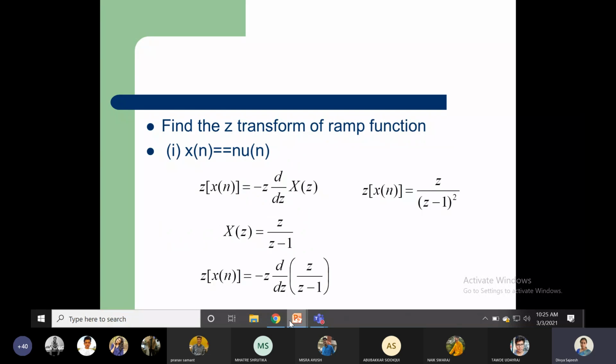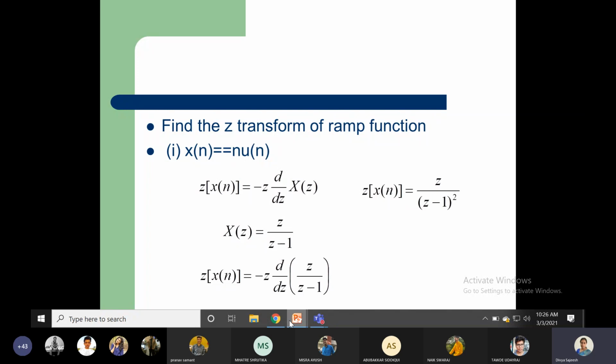The next one is finding the Z transform of the ramp function x of n equal to n u of n, the unit step signal multiplied by n. In the Z transform, that will be converted into differentiation: Z transform of n x of n will be equal to minus z d by dz of x of z. This is a property of Z transform. Multiplication of the signal by n becomes differentiation in the Z plane. That is the property used.